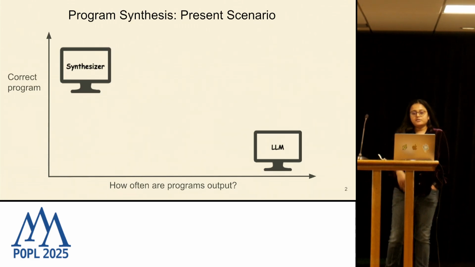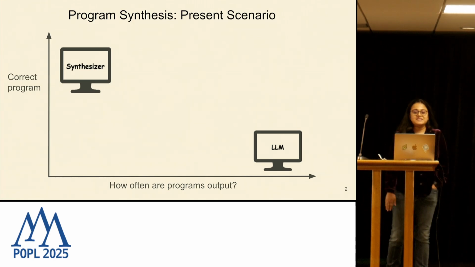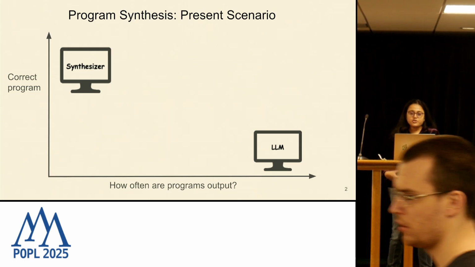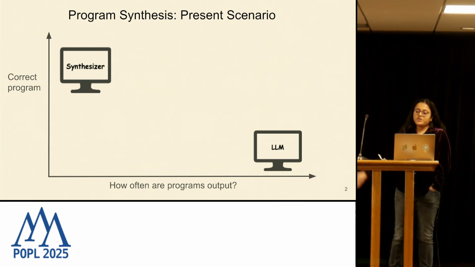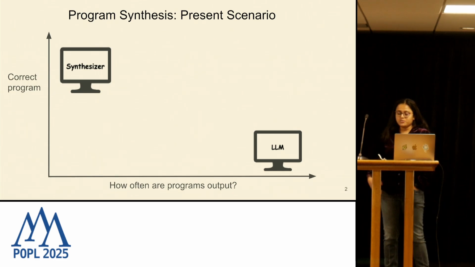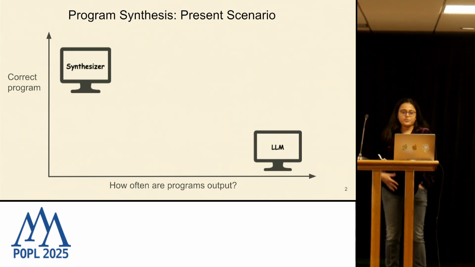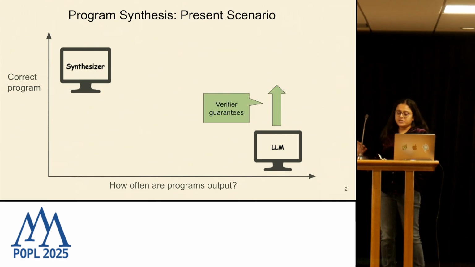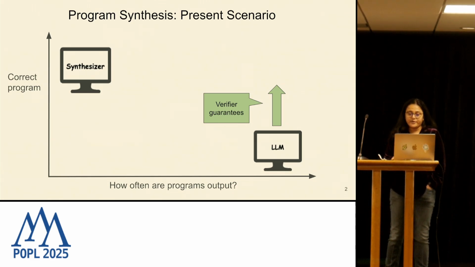So to start with, the keynote on Wednesday presented an appropriate picture of the present scenario of program synthesis. On one end of the spectrum, you have these deductive synthesizers that produce programs with strong guarantees, but they're not that expressive. And on the other end of the spectrum, you have these LLMs, large language models, which are black boxes, and owing to the large search space, they would always produce a program or a set of programs given a specification. So what we tend to do in this work is elevate the guarantees of LLM-generated programs by incorporating a foundational verifier.